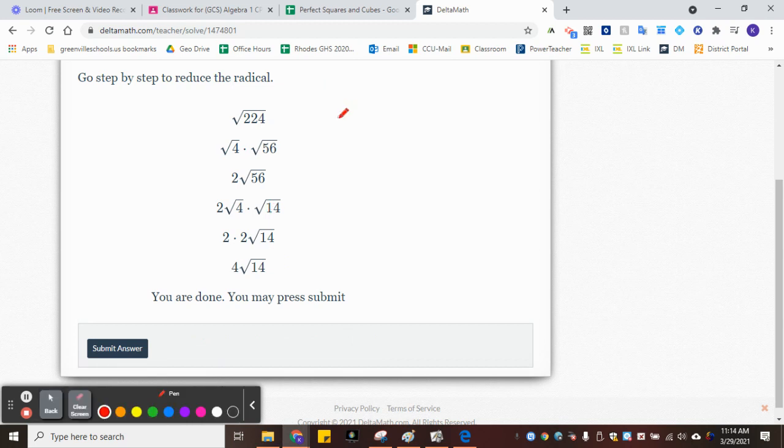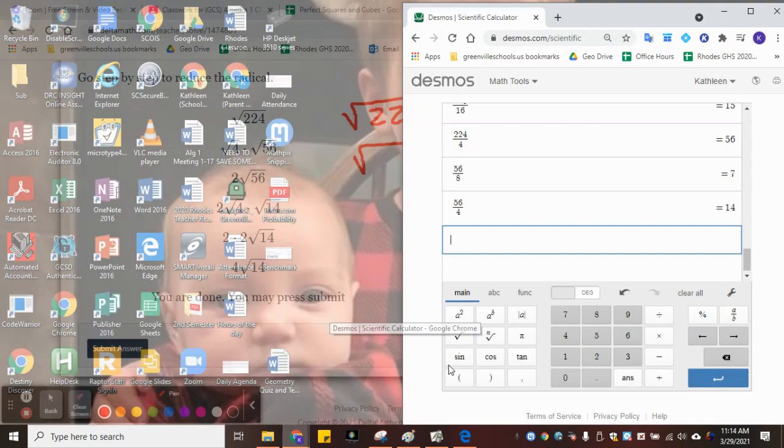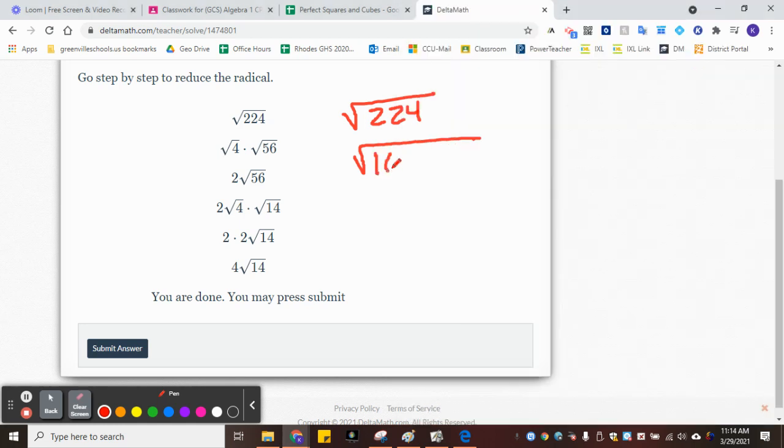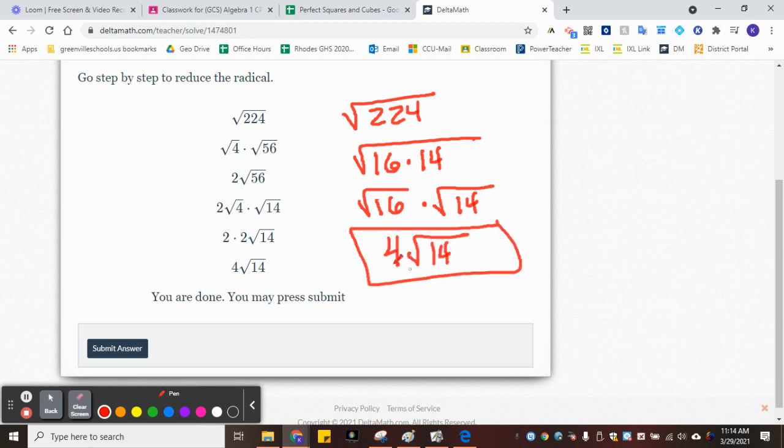So you know there's a short way to do it. The square root of 224. 224 is divisible by 16. 16 times 14. And then the square root of 16 is 4. So if you don't find the biggest square root, it's going to take you a little bit longer to get down to your answer.